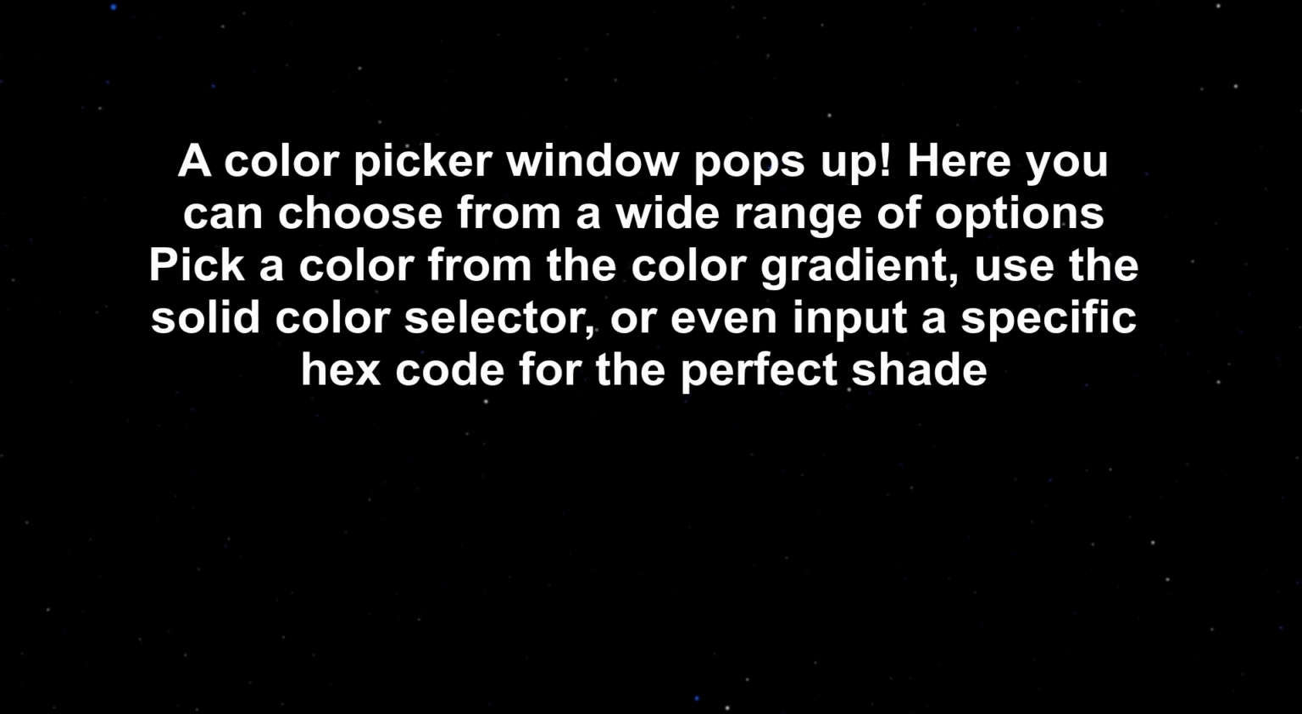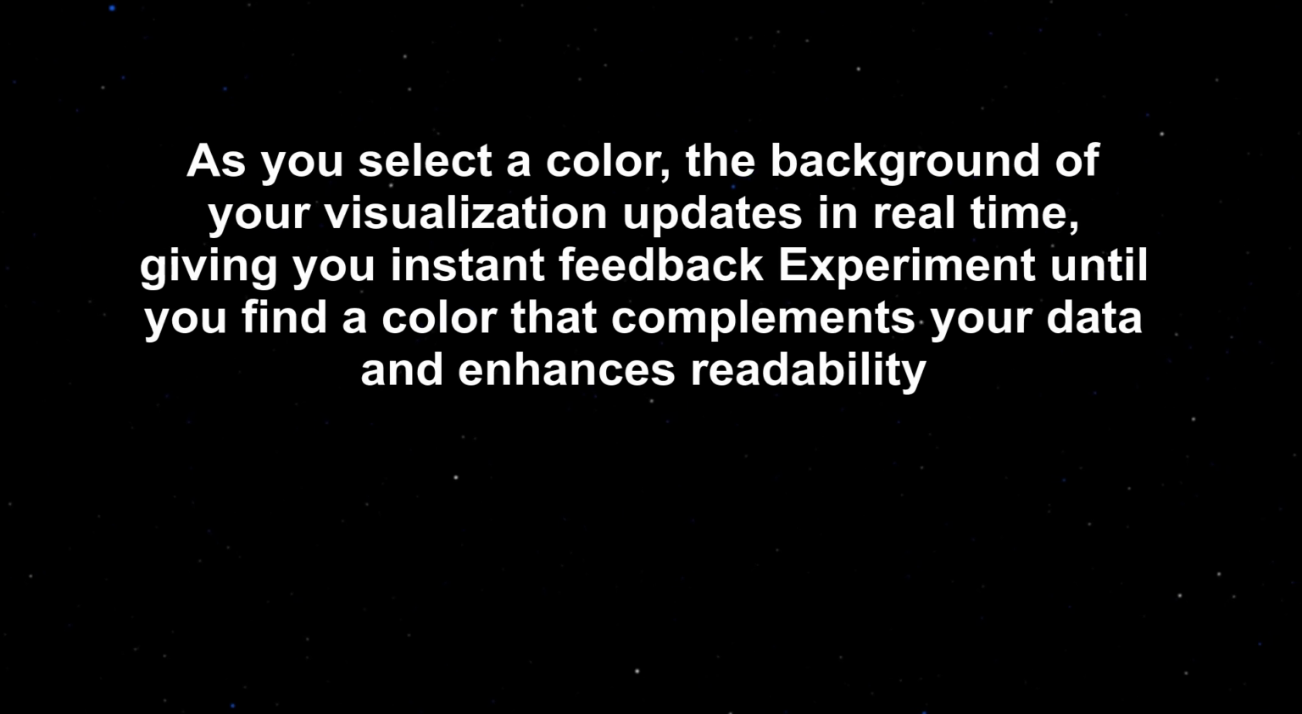A color picker window pops up. Here you can choose from a wide range of options. Pick a color from the color gradient, use the solid color selector, or even input a specific hex code for the perfect shade. As you select a color, the background of your visualization updates in real time, giving you instant feedback. Experiment until you find a color that complements your data and enhances readability.